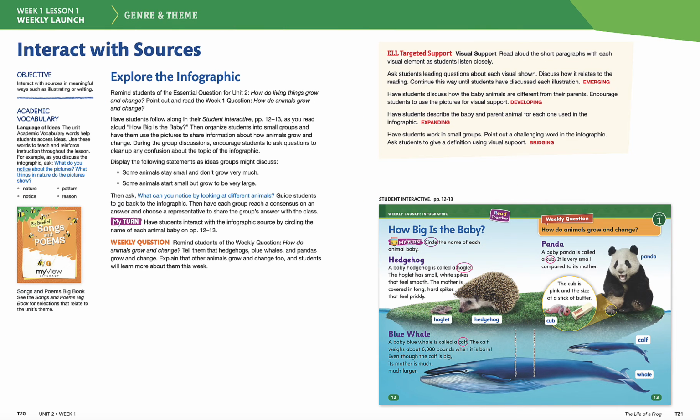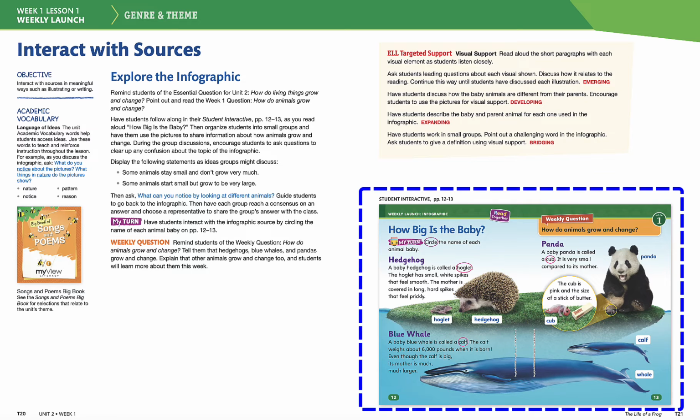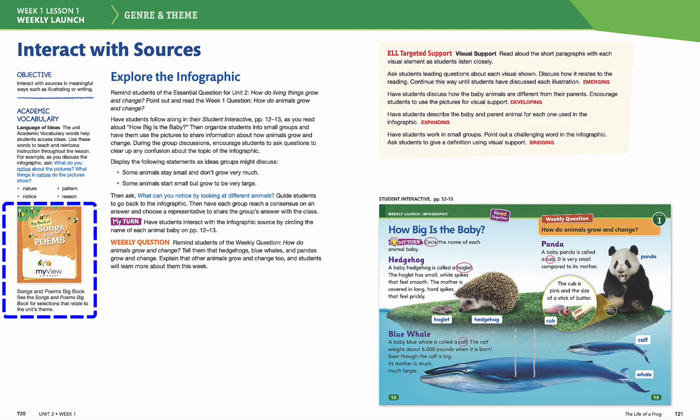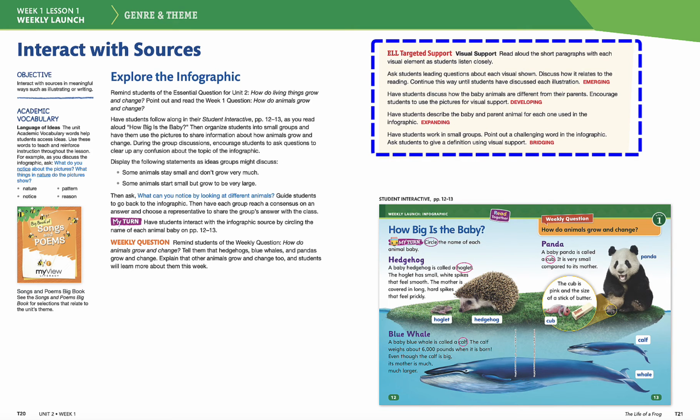Teachers begin the week with a launch about genre and theme during whole group reading that focuses on a weekly question tying to the unit theme and essential question. Each weekly launch includes a 2-page multi-literacy text to introduce students to the weekly question and allow them to interact with sources. Big books are available for instruction in grades K through 1. Targeted support for English language learners is available for a range of proficiency levels.